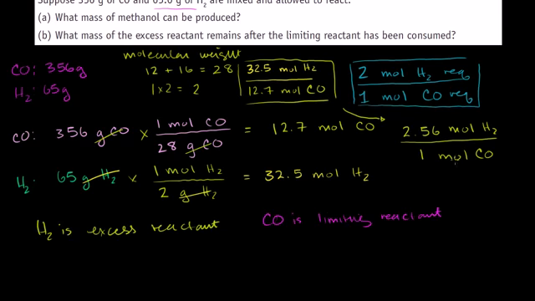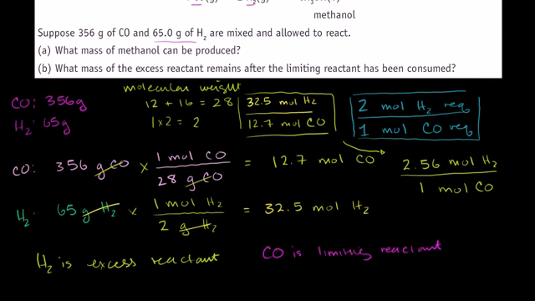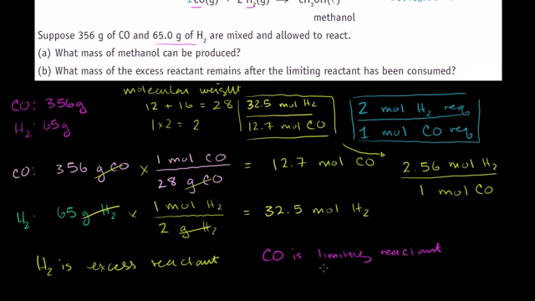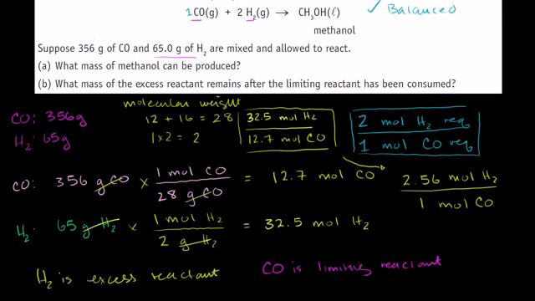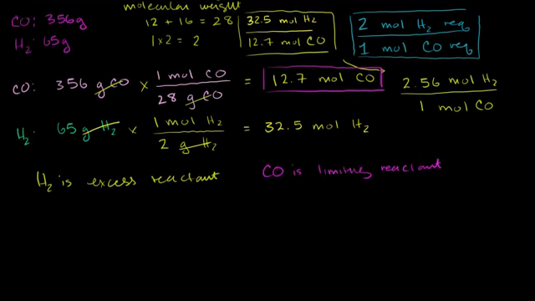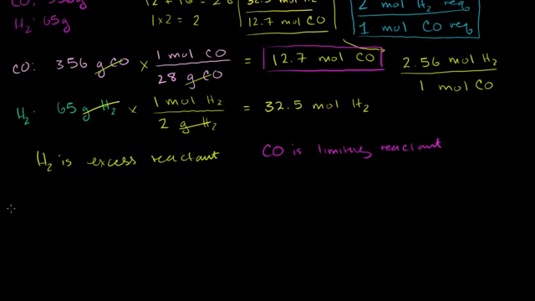Now, given that hydrogen is the excess reactant, let's see how we can use the stoichiometric ratios to figure out how much methanol is going to be produced. It's all going to be limited by our carbon monoxide. Hydrogen is not the limiting reactant. Carbon monoxide is the limiting reactant. We have more than enough hydrogen. So how much carbon monoxide do we have? We already figured it out. We have 12.7 moles of carbon monoxide.